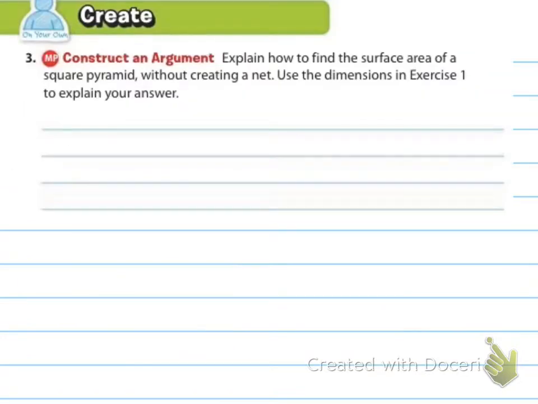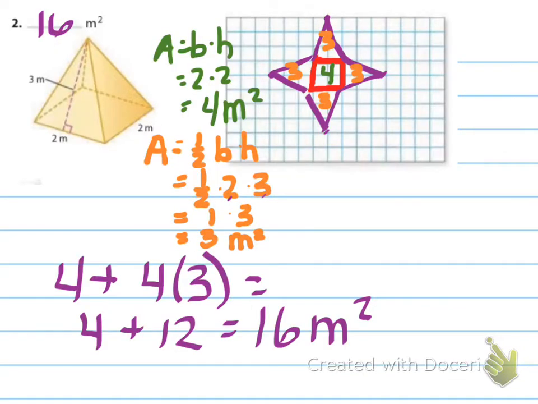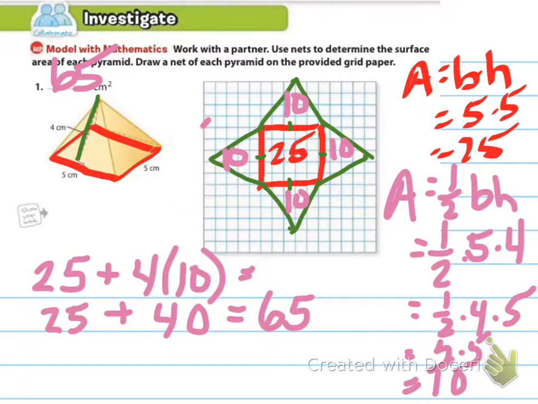All right, so it says to explain how to find the surface area of a square pyramid without creating a net. Use the dimensions in exercise 1 to explain your answer. I think basically I would say that we need to find the area of the square base, and then find the area of the side triangle, and then multiply the side triangle times 4 and add it to the base. I mean, basically what we did.